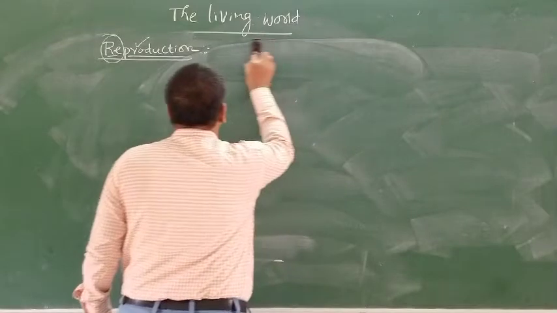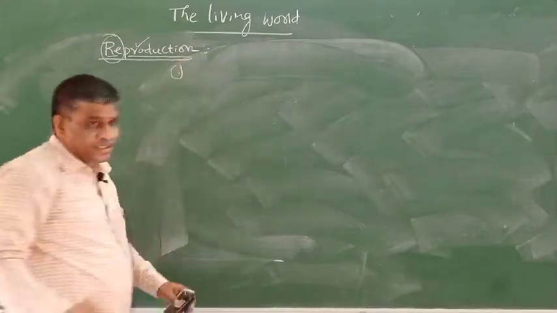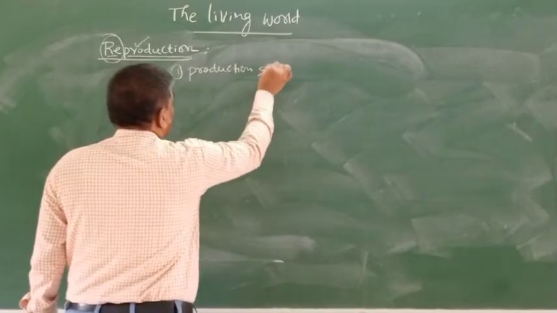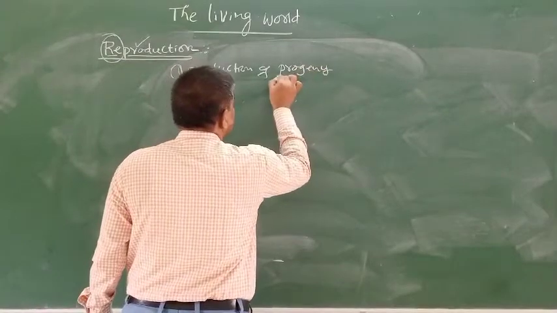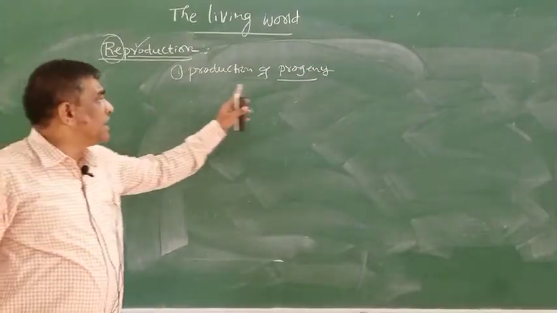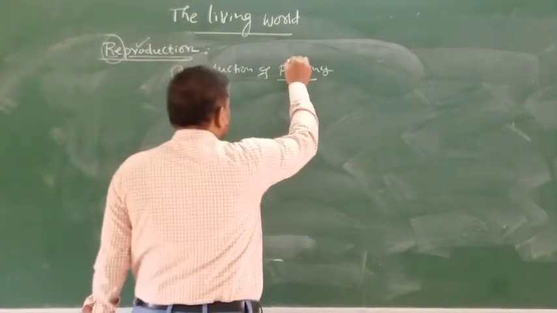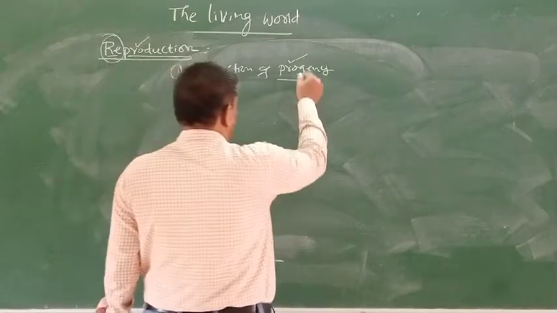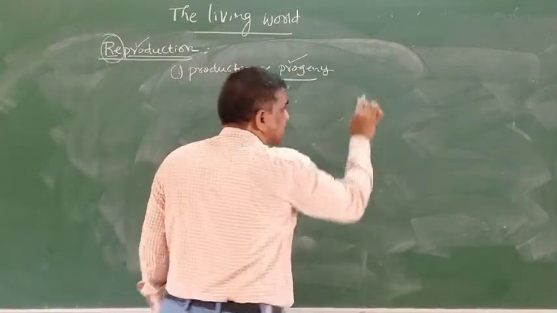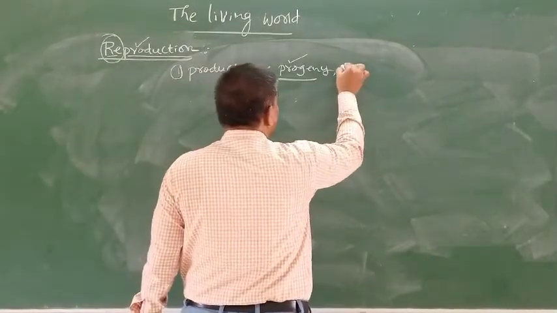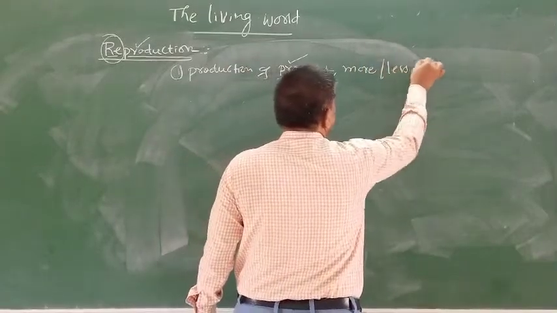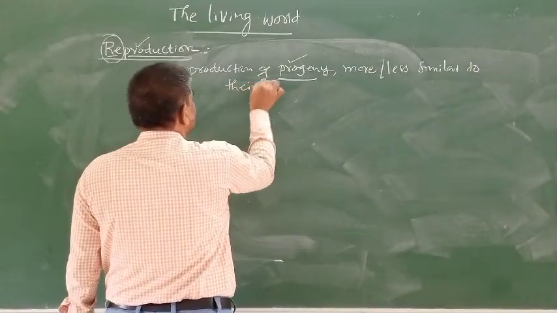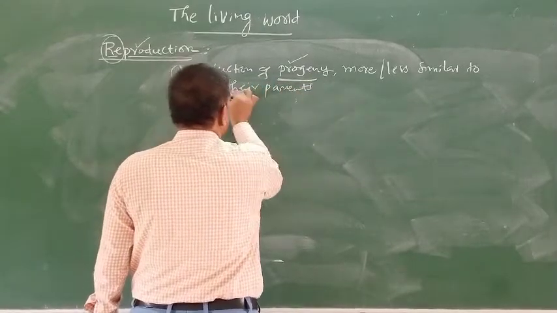Now, as per your syllabus, we define it as production of progeny. These terminologies are scientific words, so I am writing as it is from the textbook. Instead of new individual, I have written the word progeny. Progeny is nothing but the new individual, the next generation. Production of progeny more or less similar to their parents. Their parents means both the parents.